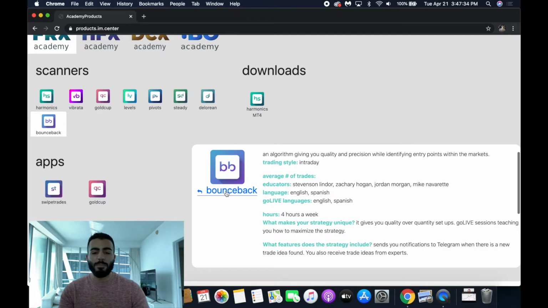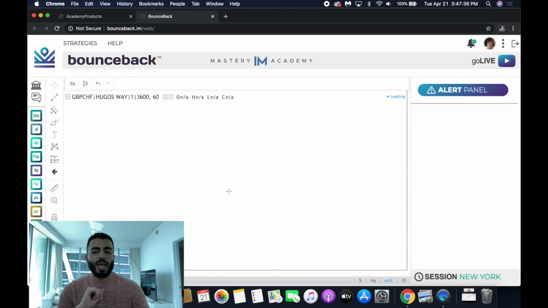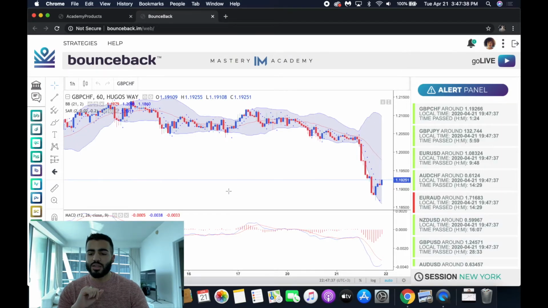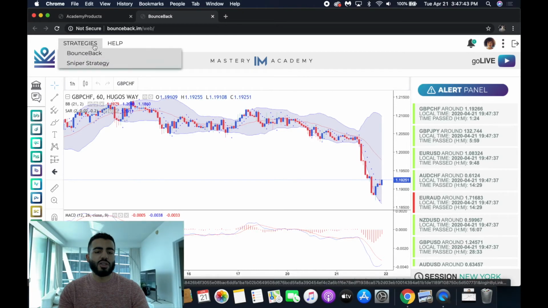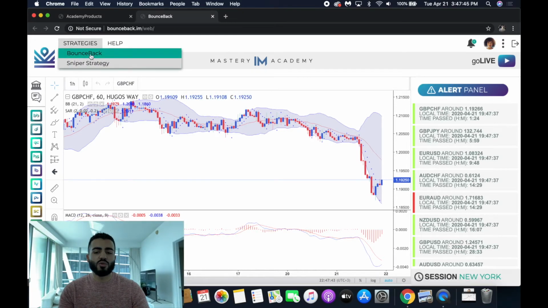So I'm gonna tap on the Bounce Back name right here, and it'll take us directly onto the app. So you have two different sections here. If you tap on the strategies tab up here, you'll see that there's one called Bounce Back and there's one called the Sniper Strategy. The one I'm going to speak about today is called the Sniper Strategy.